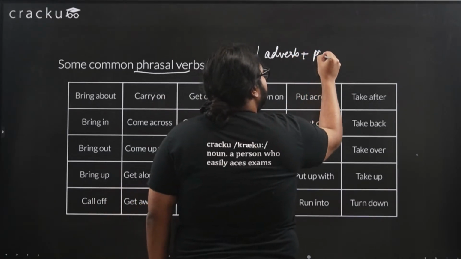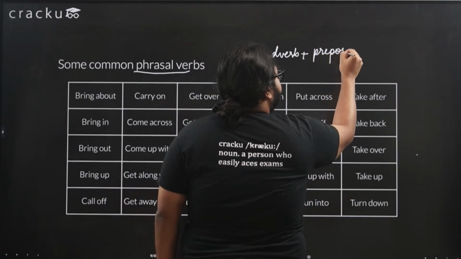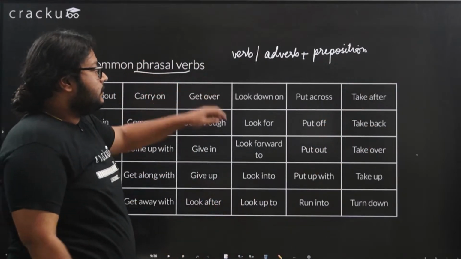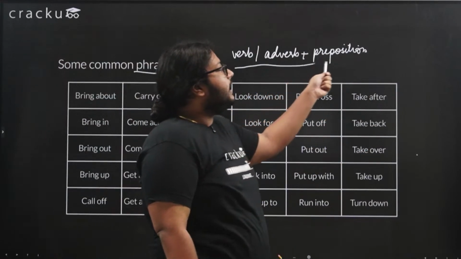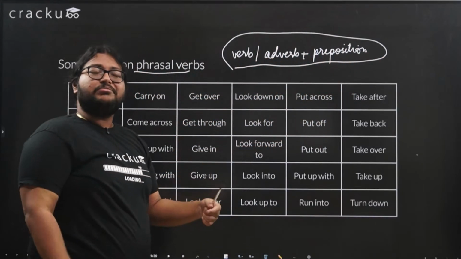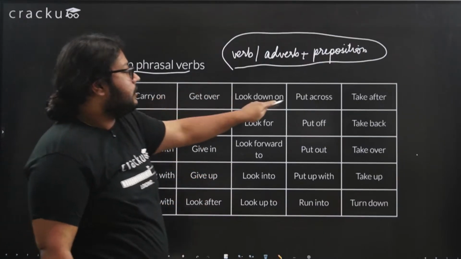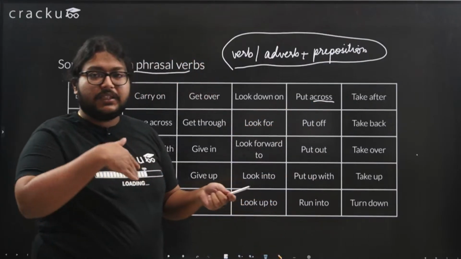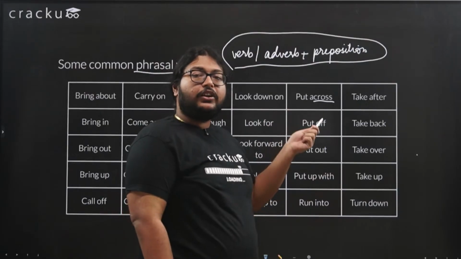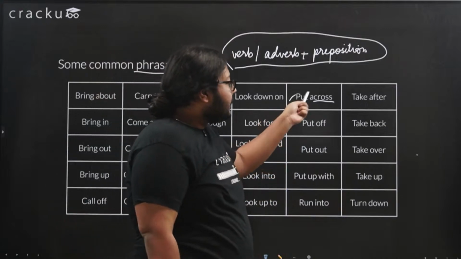With a preposition. What happens in this is when we have this structure now, verb and adverb plus a preposition, the meaning essentially changes. It means something new now. Like if we look at something like put across, let's say. Across means across something, right? Put means to keep something. But put across means to tell your opinions clearly and loudly. So something which is very different.